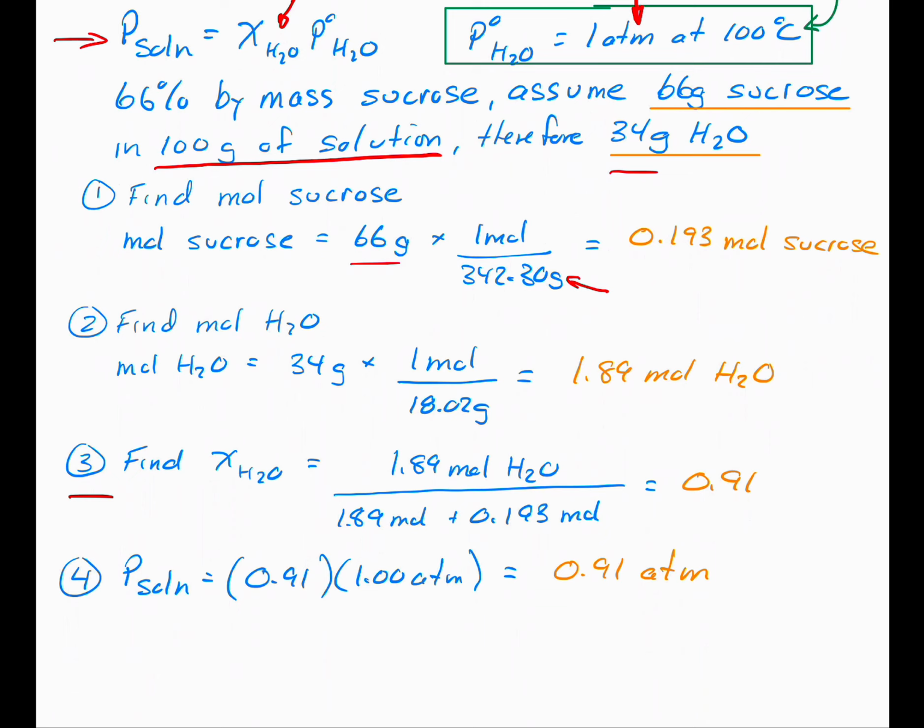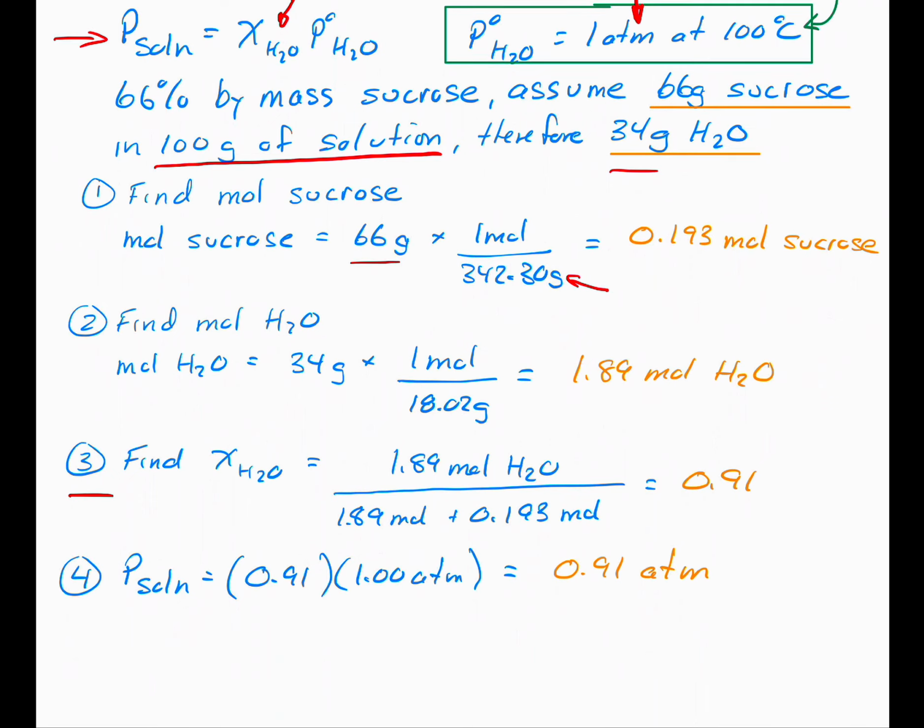So now we go back to figure out what the pressure of the solution is. Back up to the very top, here's our equation. The pressure of the solution is going to be the mole fraction of water times the pressure of pure water. So we have the 0.91, which is our mole fraction, and our 1 atmosphere, and so the vapor pressure of that solution is going to be 0.91 atmospheres.